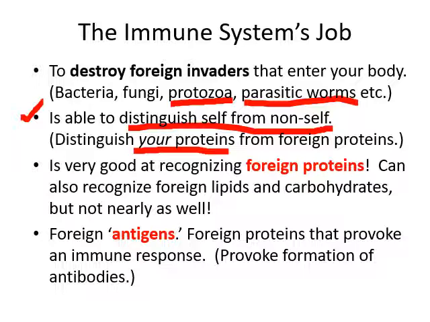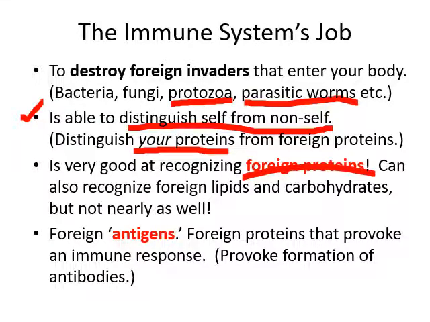So the proteins that you would find on the surface of a virus are different than your proteins, and so your immune system is able to look at viruses and say, you're not supposed to be here. You're an invader, and then it will destroy it. Your immune system will look at proteins on the surface of a bacteria and say, "I recognize you. You don't belong here. You don't look like any of the proteins around here. You're a foreign invader," and it will destroy it. So our immune system is very good at recognizing foreign proteins and destroying them.